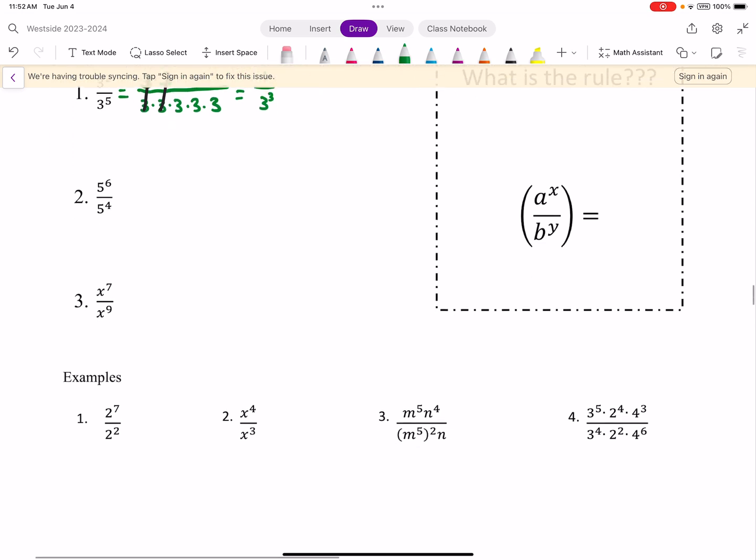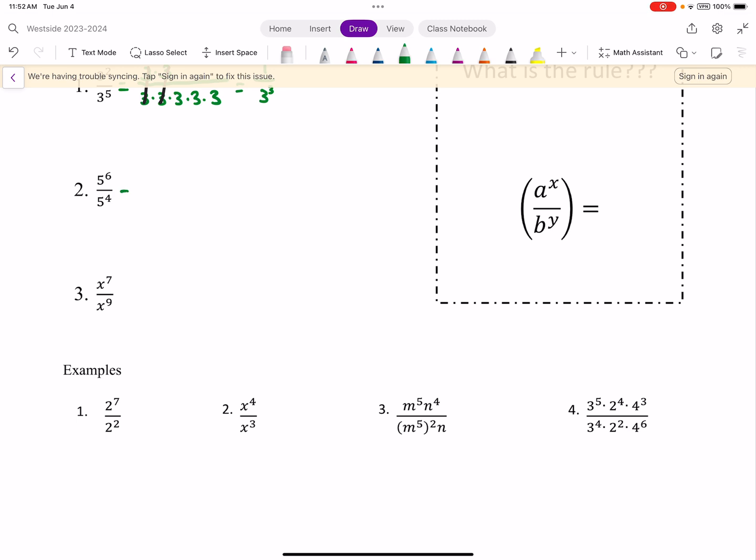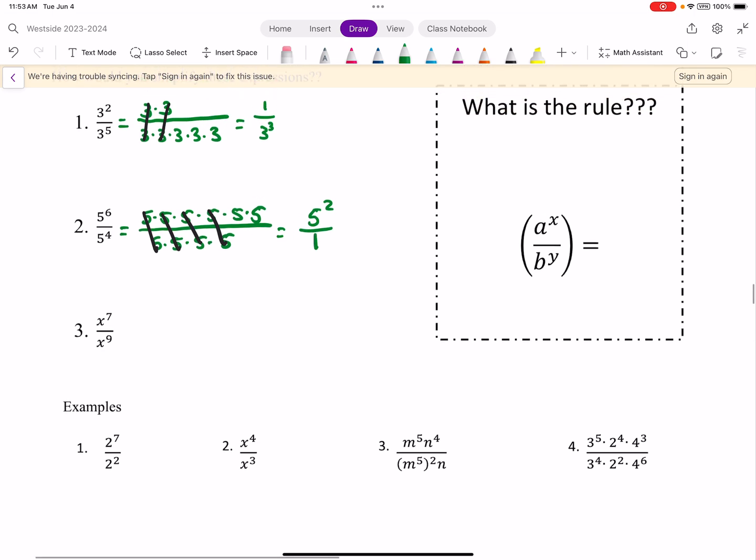Okay, so if I'm looking at number 2 here, 5 to the 6th, 1, 2, 3, 4, 5, 6, and then over 5 to the 4th, 1, 2, 3, 4, and then we can go ahead and simplify. This leaves us with 5 squared on top, and on the bottom we just have a 1. Hopefully this is starting to show you a pattern that's happening when we have a quotient with exponents.